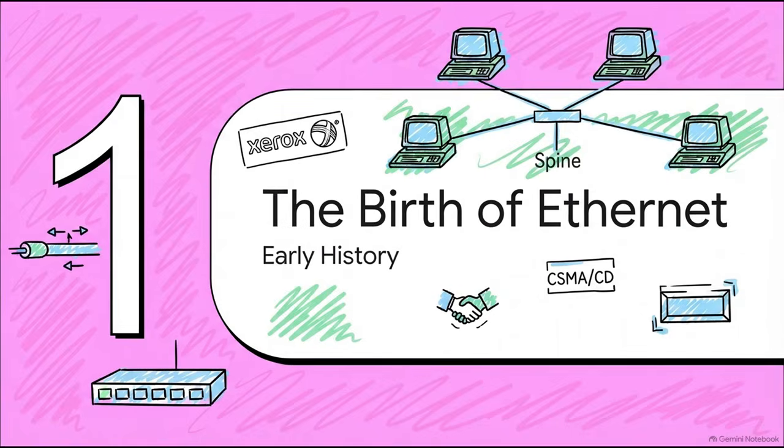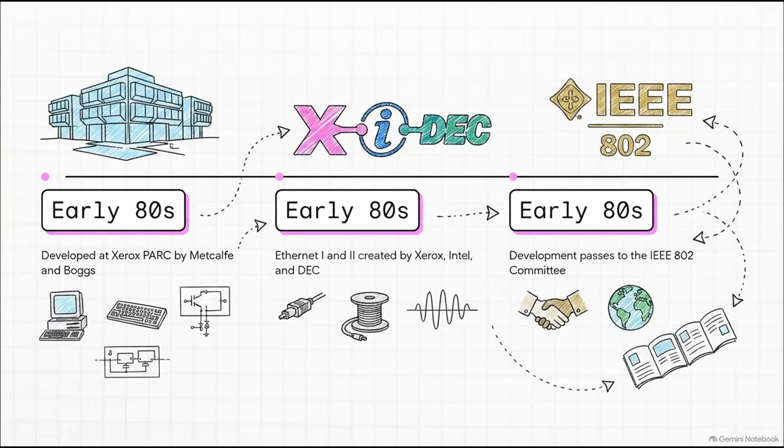Section 1. The birth of Ethernet. To really understand how our modern local area networks operate today, we've got to rewind a bit. Ethernet didn't just magically appear out of nowhere in the early 1980s. It was actually developed at the legendary Xerox Palo Alto Research Center, you probably know it as PARC, by brilliant minds like Robert Metcalfe and David Boggs.